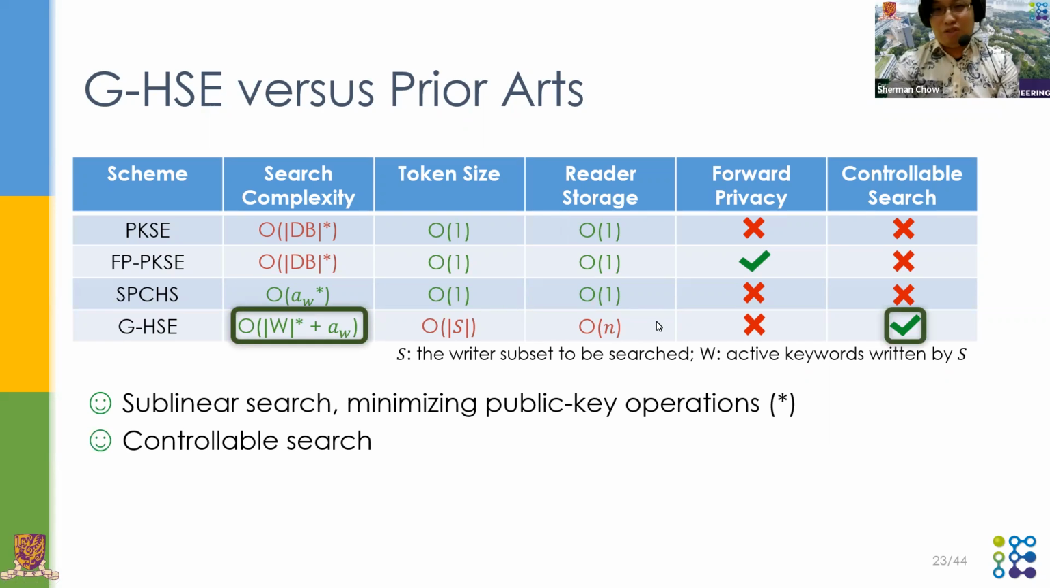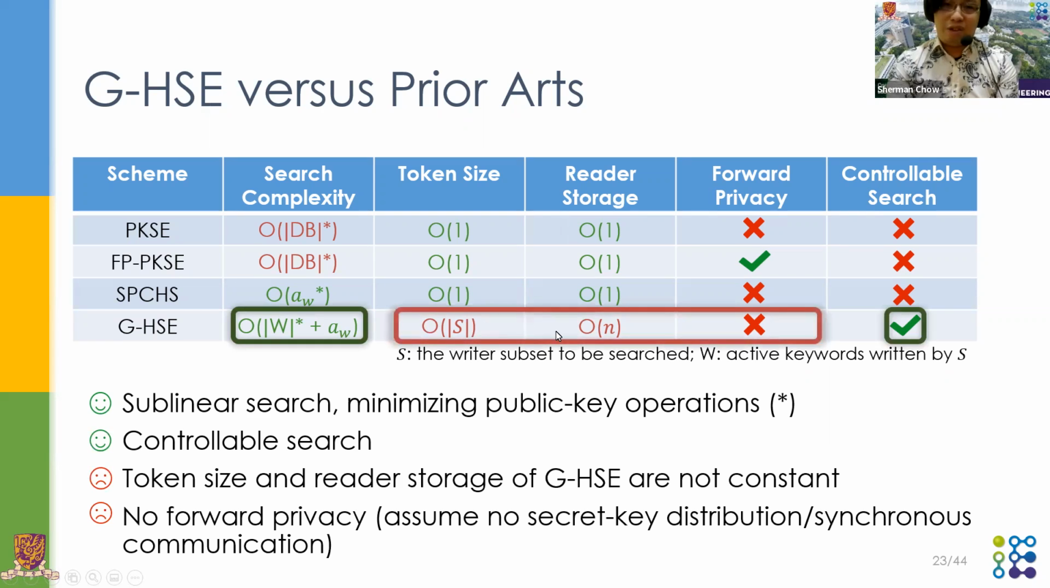We also have controllable search, because here, if I just want to search over one writer's database, then it is just one. But if I want to search over all n writers, that would be linear. So yes, that is the desirable part. The undesirable part we will tackle with a better instantiation.